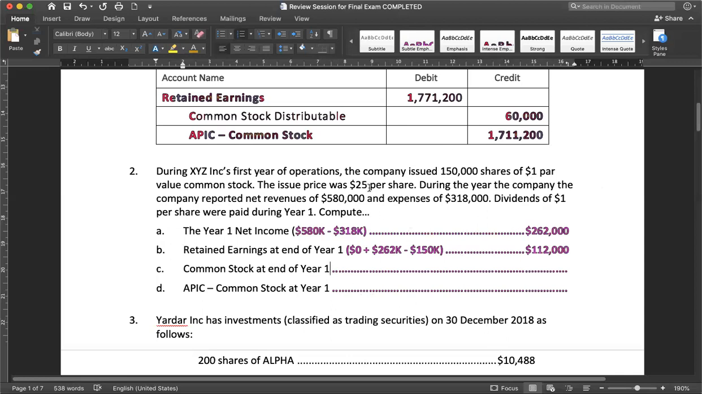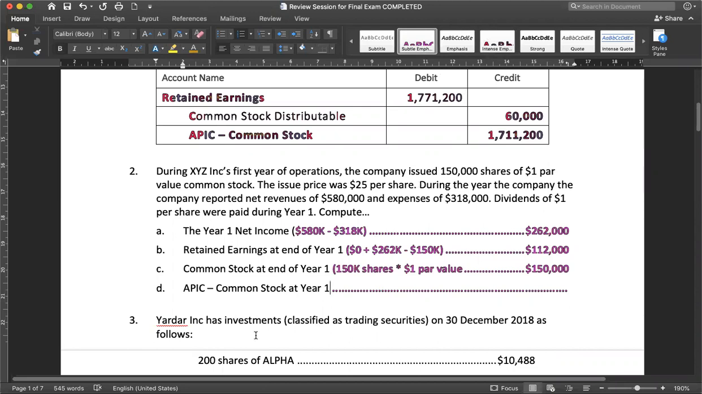Okay, now in this case here, notice that they tell us that they issued 150,000 shares. There is no information that they bought back any of those shares or that they issued more shares. So therefore, the common stock account is going to have, well, 150,000 shares times $1 par value, and that will be then $150,000.